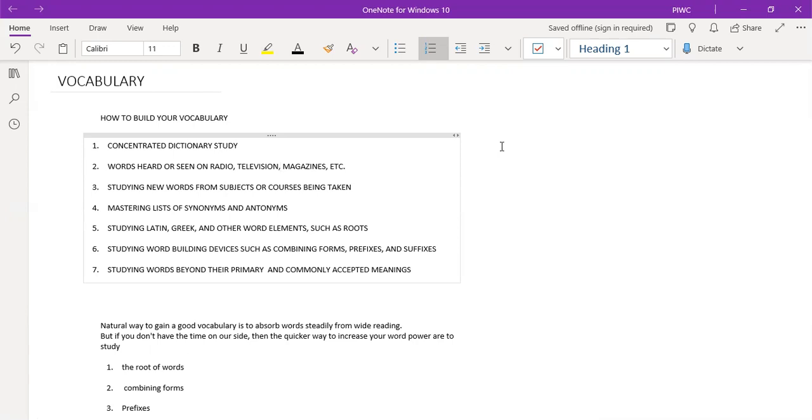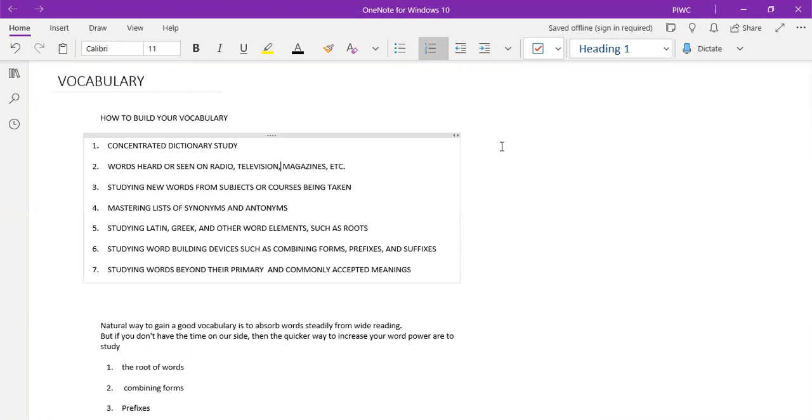Then the third method is studying new words from a new course that you're taking, or new subject matter that you are dealing with in college or in any school. So those are some methods that you can use. And then the fourth method, you can master a list of synonyms and antonyms. Some books have antonyms and synonyms. Antonyms are opposites, synonyms are words with similar meanings. You can have a list of that and then study and memorize them.